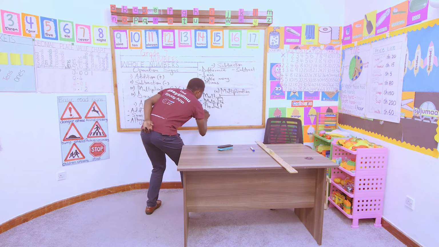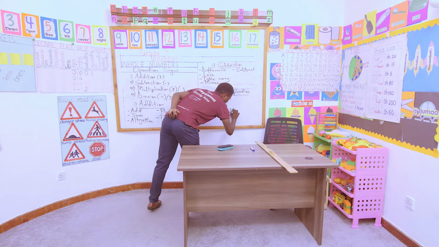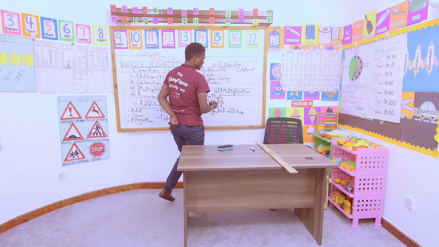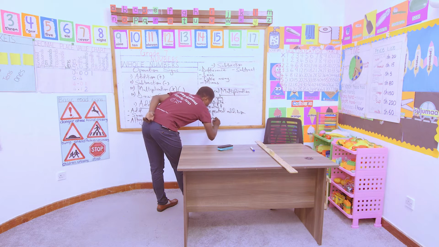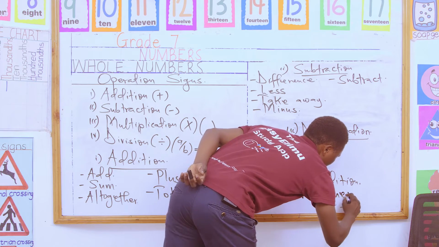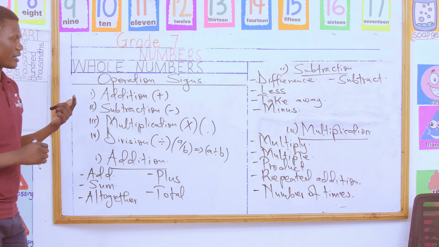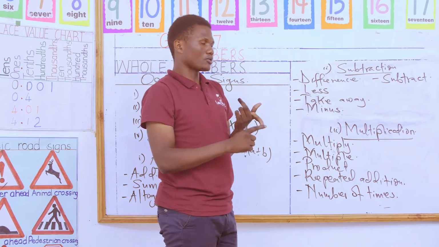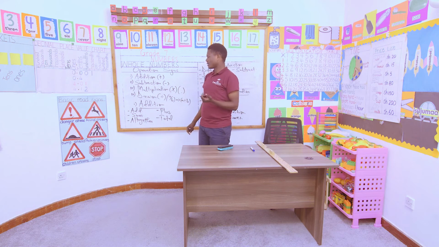We can use repeated addition. Multiplication also means repeated addition of a given quantity. You can also talk of number of times to mean multiplication. Those are some of the words that help you know that in this case you're supposed to multiply. So when you see find the product, find the multiples and all that.